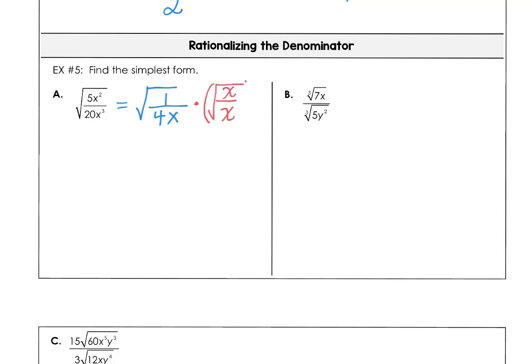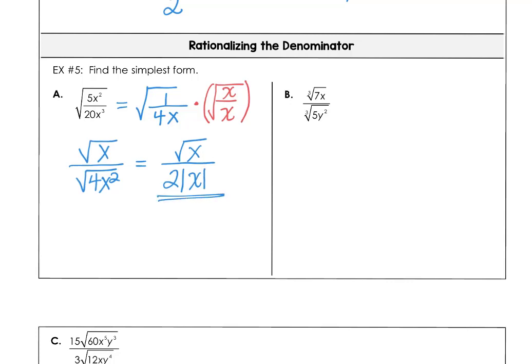So I need to multiply by some radical that's in the form of a 1. Here that gives us x under the radical in the numerator, and it gives us the radical 4x squared in the denominator. So we have the square root of x divided by 2 times the absolute value of x. Remember, this is the principal square root.